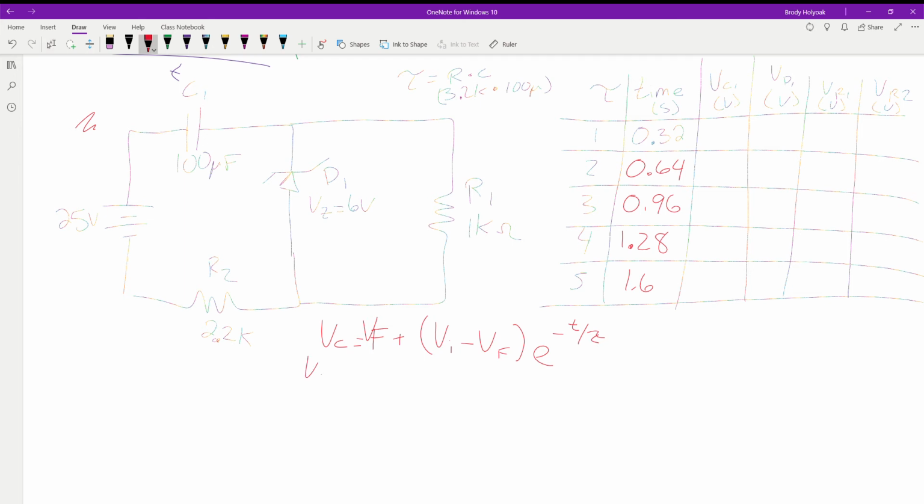So the voltage of the capacitor is equal to, what's the final voltage? 25.